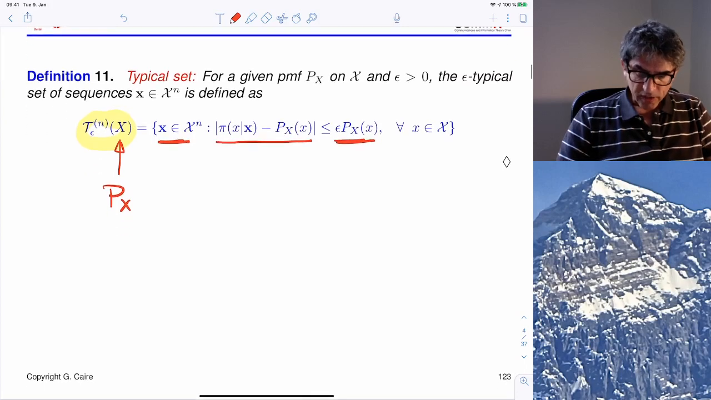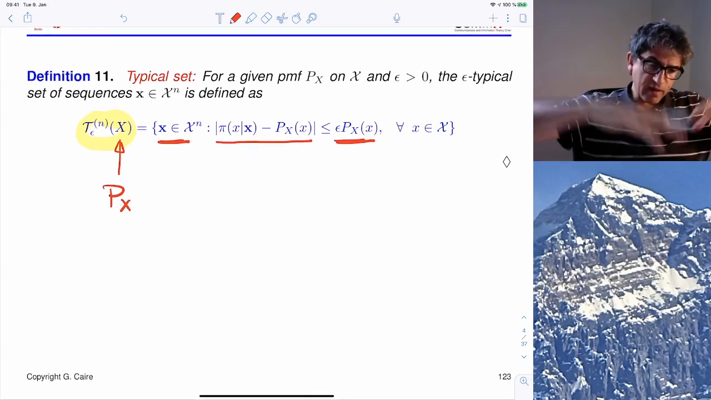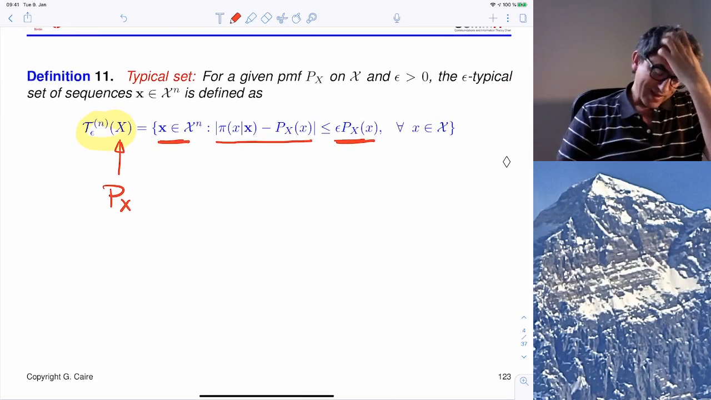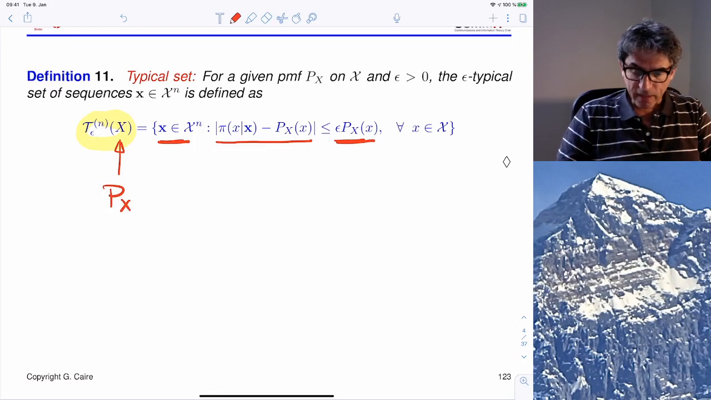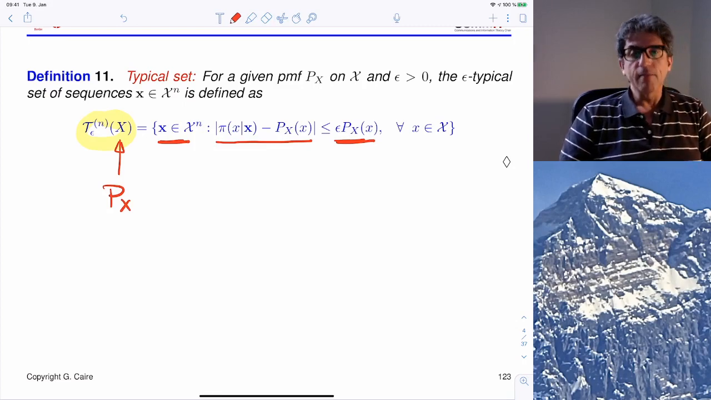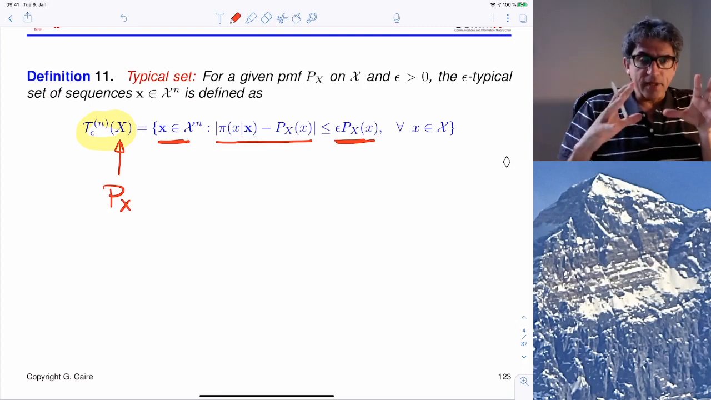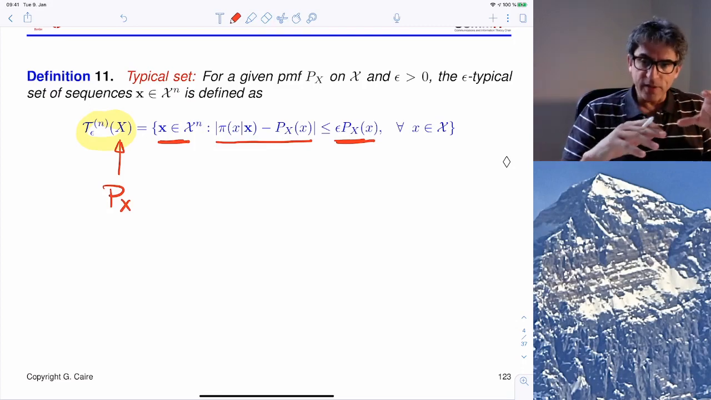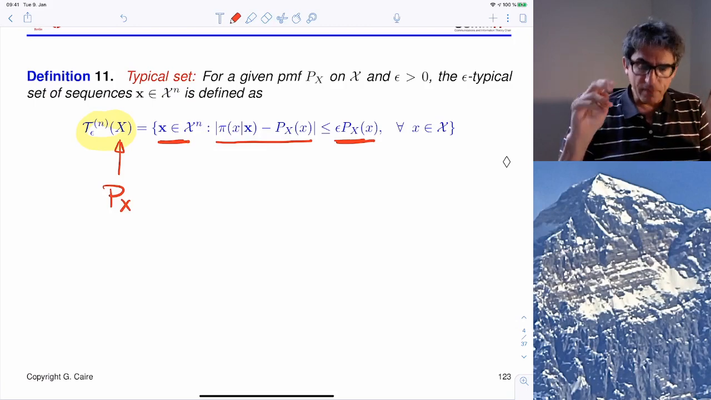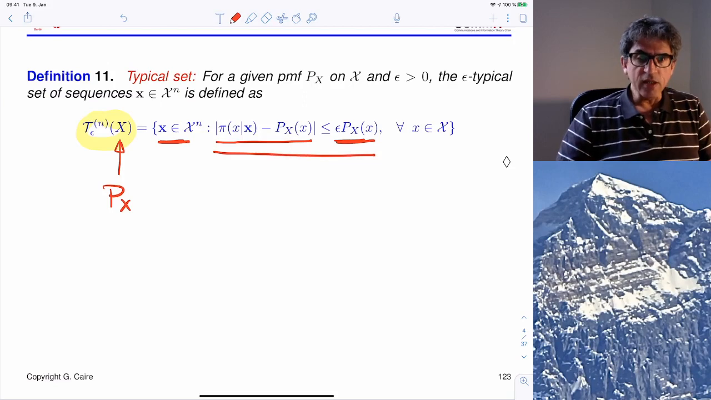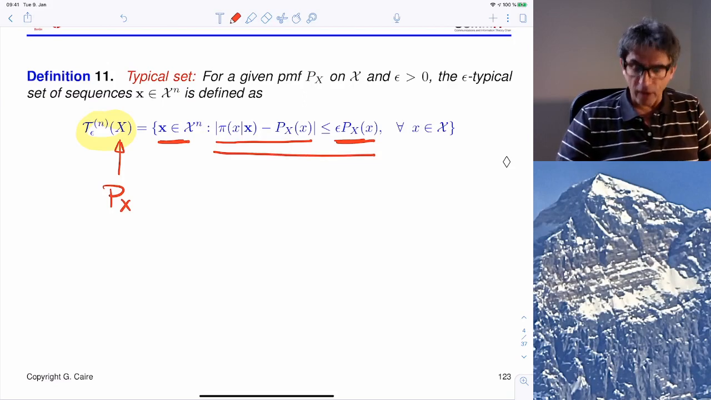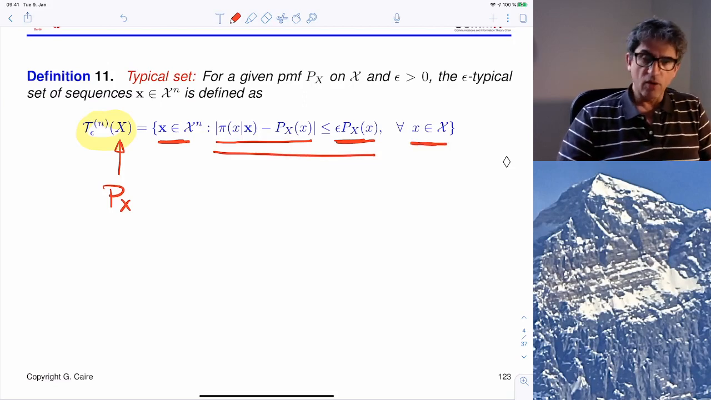So in other words, given the set of all possible sequences of length n over this set, and given a probability mass function over the set, we can identify a subset of all possible sequences that have a typical behavior in this sense. Their empirical frequency is close to the true probability for every letter of the alphabet. Okay?